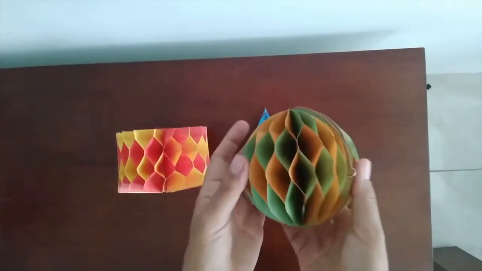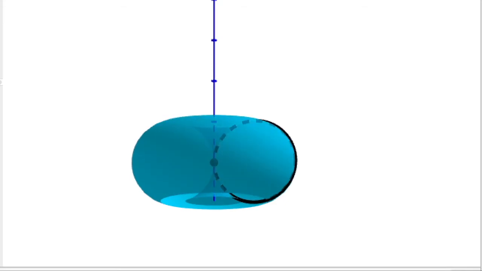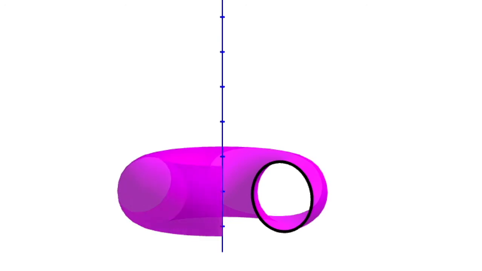What happens if you rotate the fourth circle? How does the result change when moving the rotation axis away from the circle?